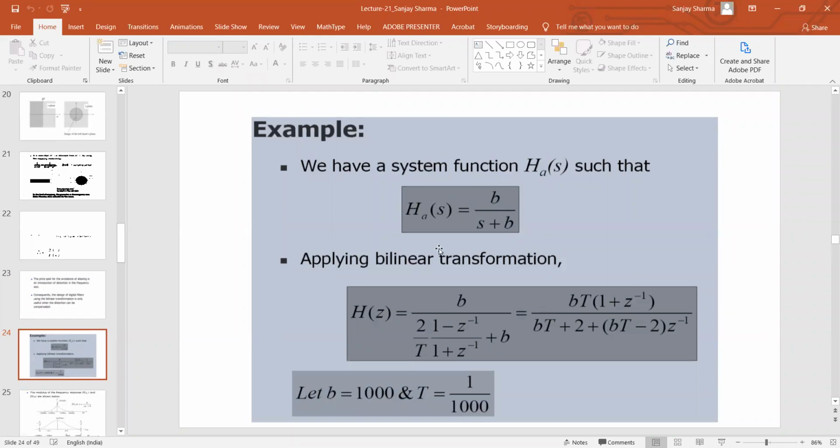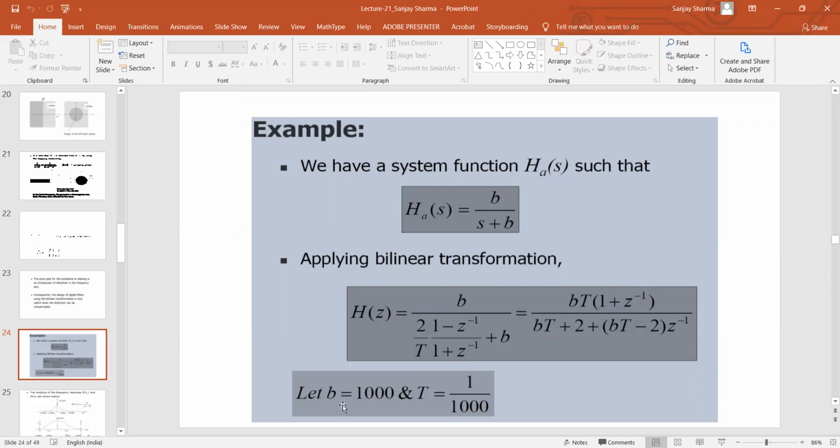We have this system function in the analog domain, given by H(s) equals b over s plus b. The technique I have already explained: you need to replace every s with 2 by T times 1 minus z to the power minus 1 divided by 1 plus z to the power minus 1. That is what we have done here. We replaced s with this transformation and further solved for H(z), and we got this relationship, which is the transfer function of the digital filter equivalent to this analog filter.